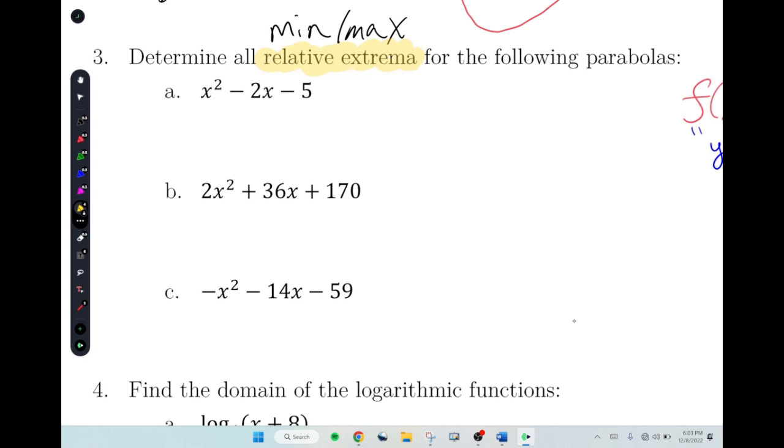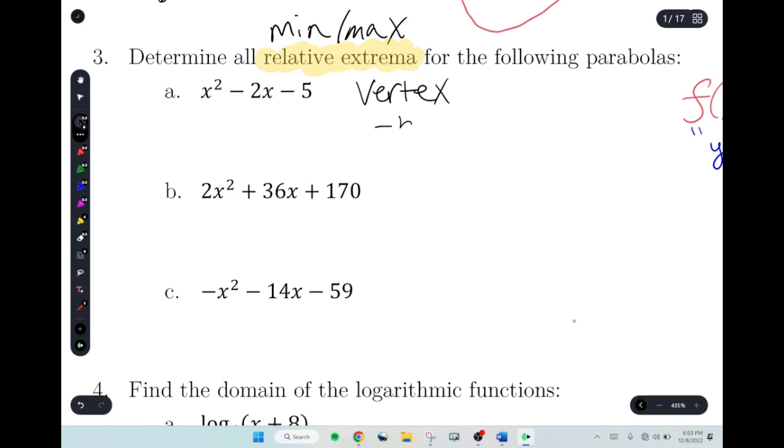Relative extrema means min or max. It happens at your vertex, so you're just going to use your formula. This problem is literally just a vertex problem. You wouldn't have to put this in the other form, would you? No, just negative b over 2a. You're done.